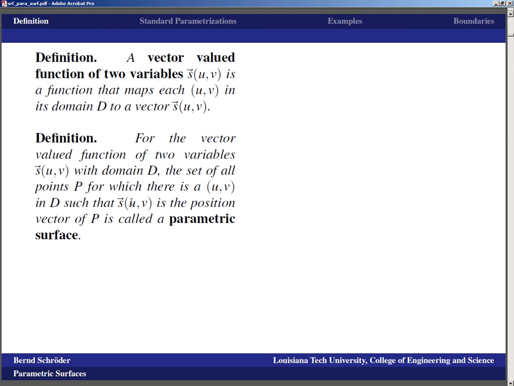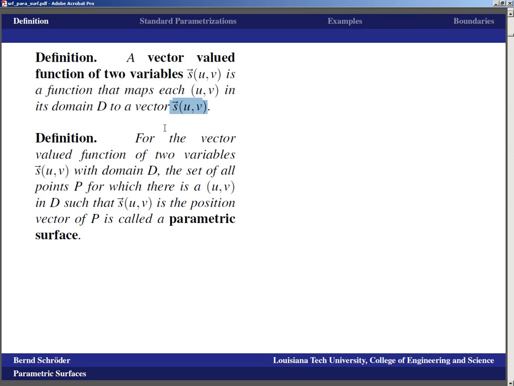And for the vector-valued function of variables u and v, S(u,v), with domain D, the set of all points P for which there is a (u,v) in D so that S(u,v) is the position vector of P, is called a parametric surface. And so basically, again, we are going to interpret these vectors as position vectors to get the parametric surface.